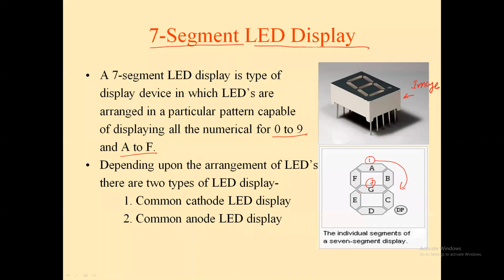Now, how are they connected together? Based on their connection, there are two types. Either the cathode terminal, because LEDs also have two terminals. One is an anode and the other one is a cathode. This is the symbol of the LED.